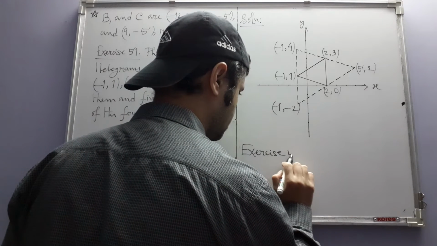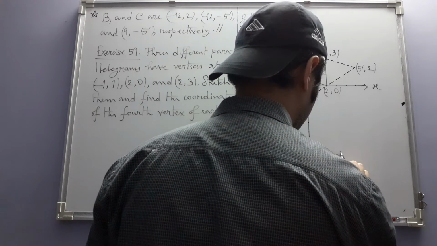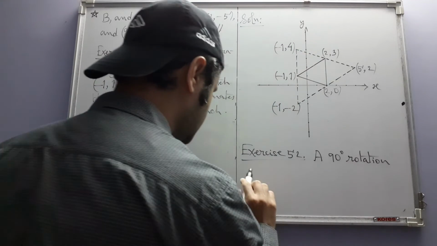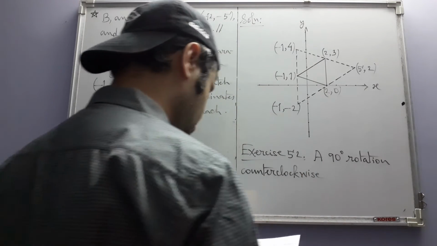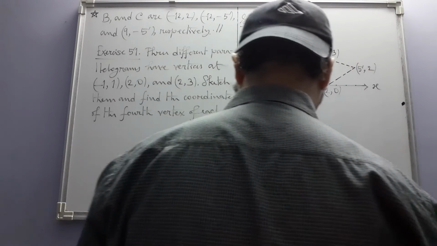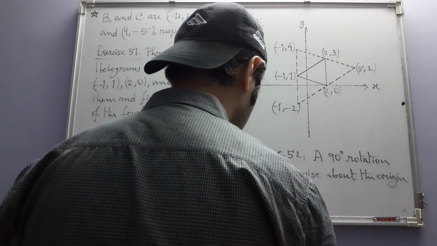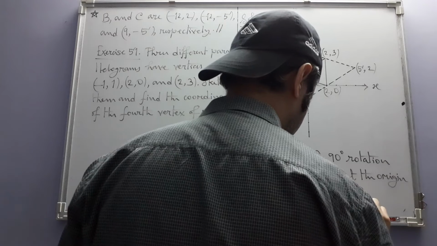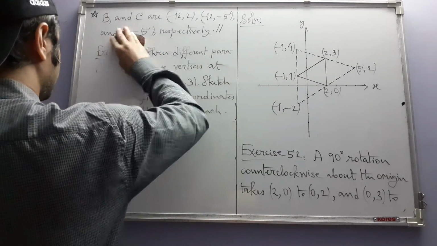And we can write here itself. Exercise, the next one, exercise 52. A 90-degree rotation counterclockwise about the origin takes 2, 0 to the point 0, 2 and 0, 3 to the point -3, 0, which is easy to see.